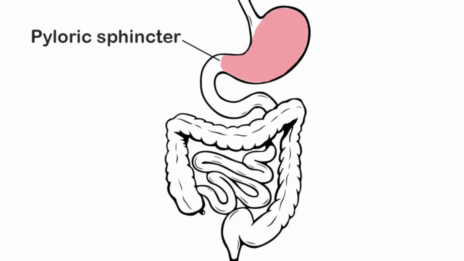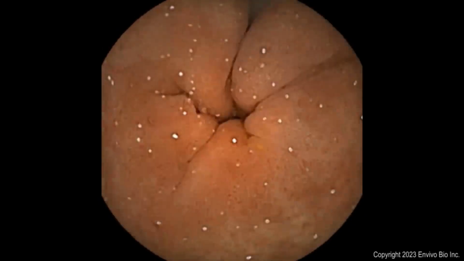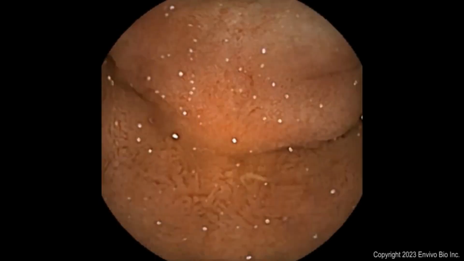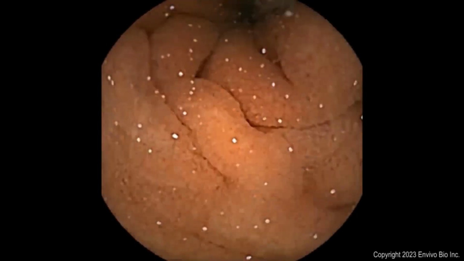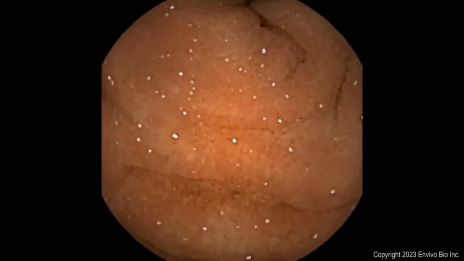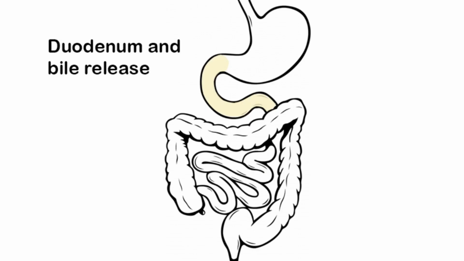Waves of peristalsis break down the apple into acidic chyme. The chyme is kept in the stomach by the closed pyloric sphincter. The pyloric sphincter opens when the small intestine is ready to process a bolus of chyme.